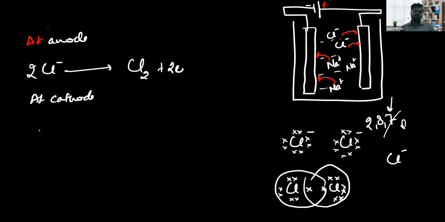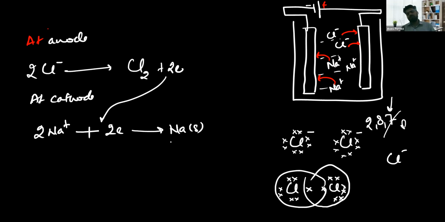What would happen at the cathode? At the cathode, these two Na positive ions will go and receive these two electrons and will get Na solid. So we'll start getting Na at the negatively charged rod, that is the cathode, and chlorine gas will be collected at the anode. Okay, so this is how we are collecting the chlorine gas as well as the sodium.